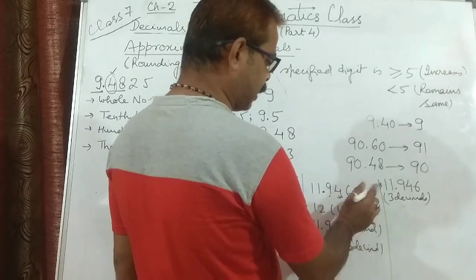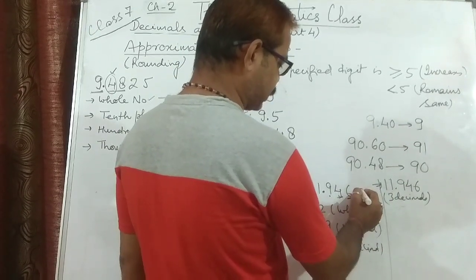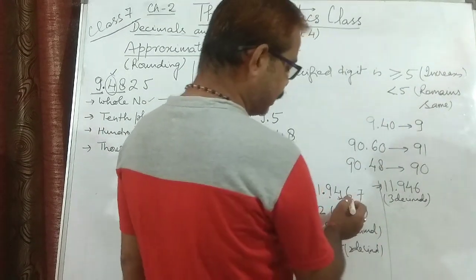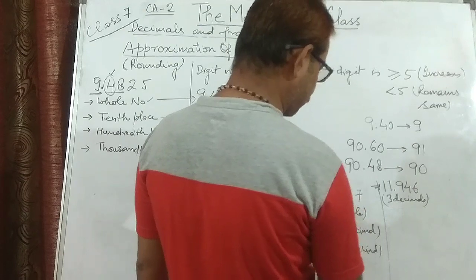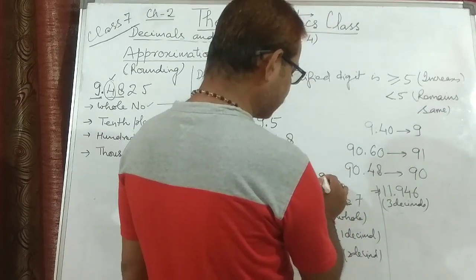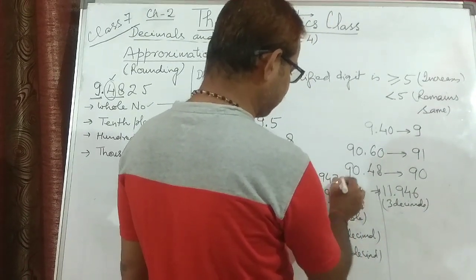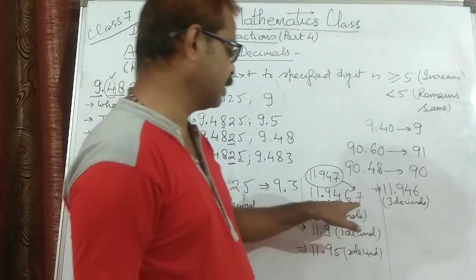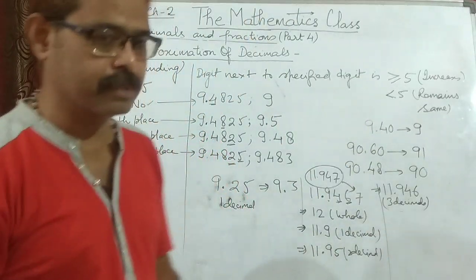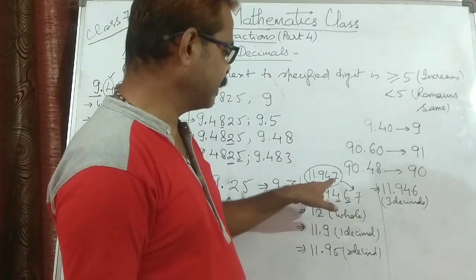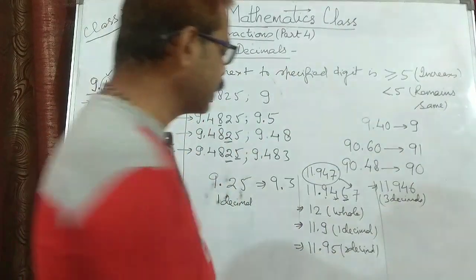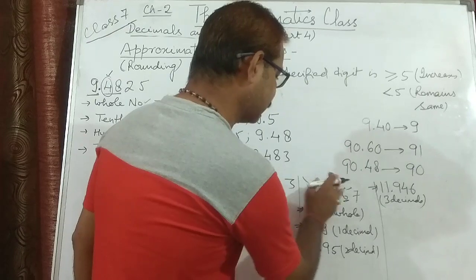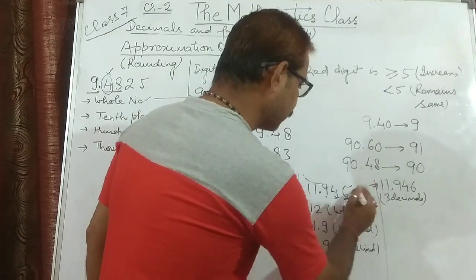If here it would have been, let's say 5 or 6 or 7, let's say 7. Since 7 is more than 5, this 6 would have been changed into 11.947. If here it would have been 7, then if I have to round the decimal up to 3 decimal places, this 6 would have increased by one more point. So I think this is clear by now.